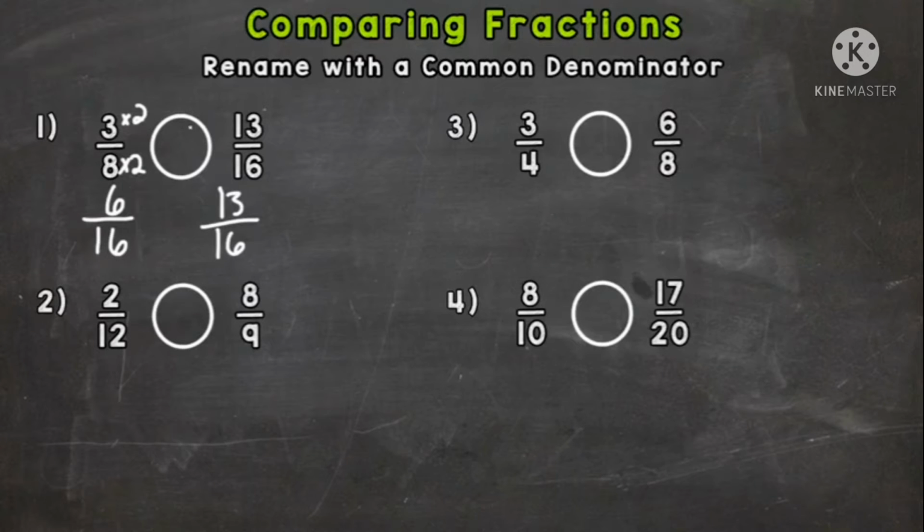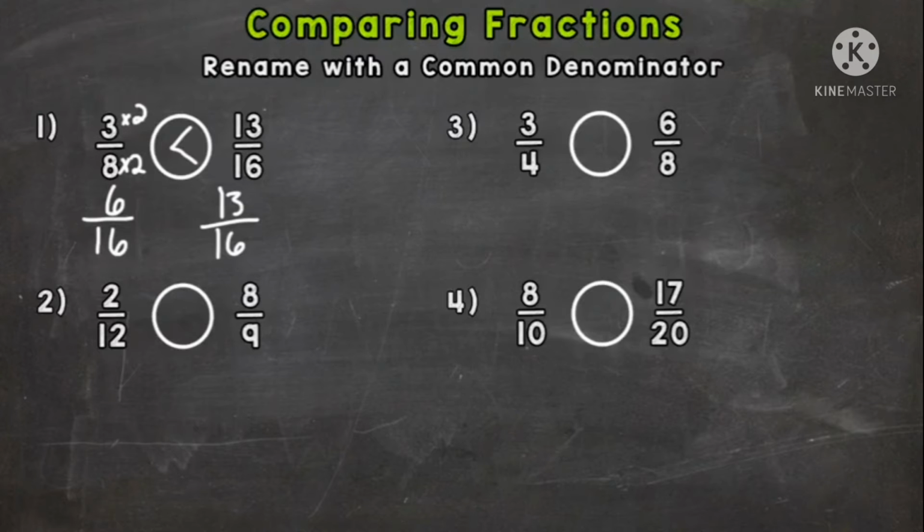So let's put our symbol in here. And we can read that from left to right as 3/8 is less than 13/16. Another way to think of this problem is, you can see on the left we have 3/8, right? That's less than half, because half is 4/8. So the left side is less than half. Now on the right, we have 13/16, and that's greater than a half, because half of 16 is 8/16. So the right side is more than half, and the left side is less than half.